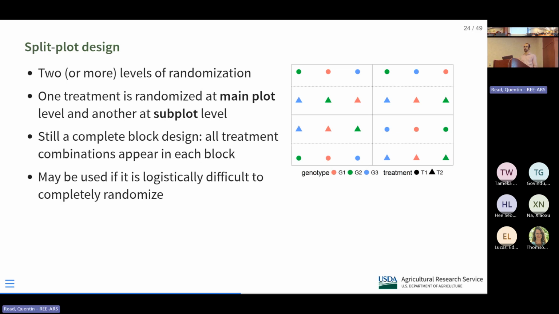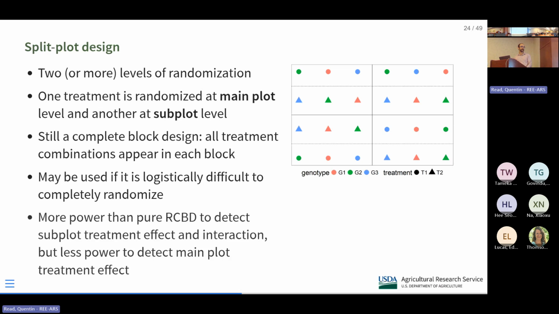And it can also be used for logistical reasons. Like in an agricultural study, you might have an irrigation treatment, but you can't just irrigate a tiny little patch of land. You have to have irrigation on the entire field. So you'll have a whole field that's irrigated and one that's not. And then within that field, you have different crop varieties planted. That's also a split plot design.